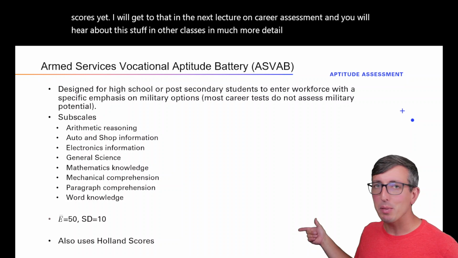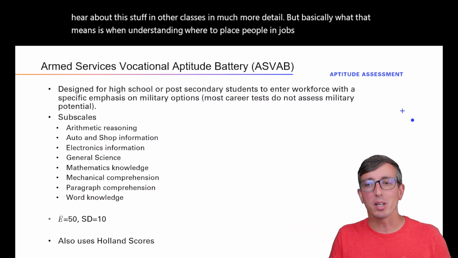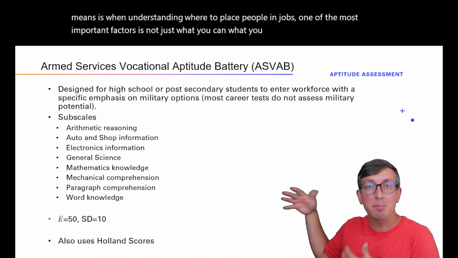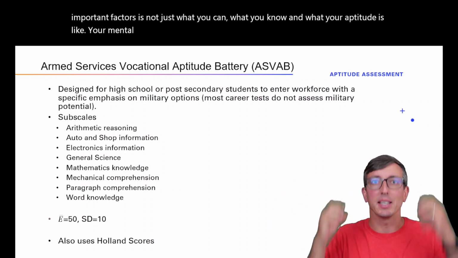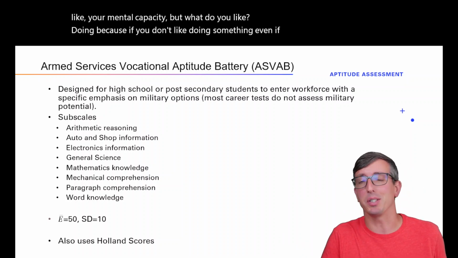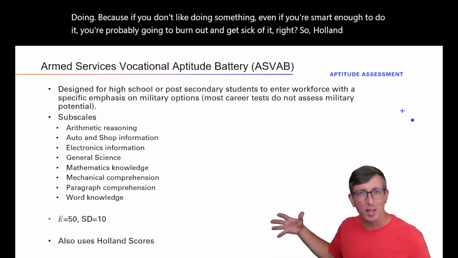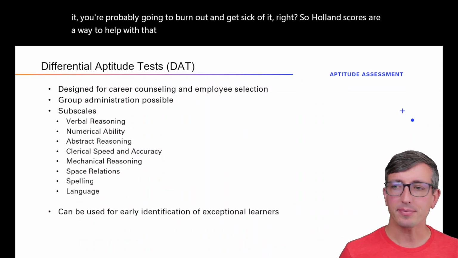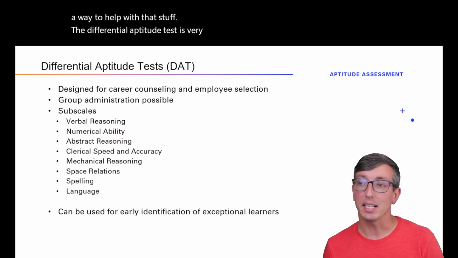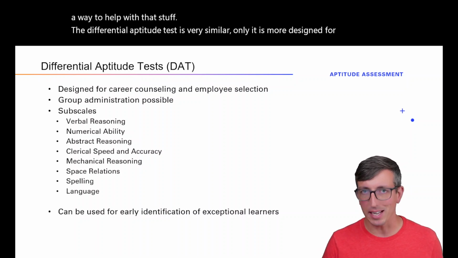But basically what that means is when understanding where to place people in jobs, one of the most important factors is not just what you know and what your aptitude is, like your mental capacity, but what you like doing. Because if you don't like doing something, even if you're smart enough to do it, you're probably going to burn out and get sick of it, right? So Holland scores are a way to help with that. The differential aptitude test is very similar, only it is more designed for employee selection.